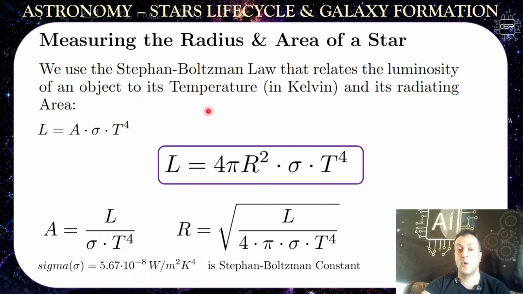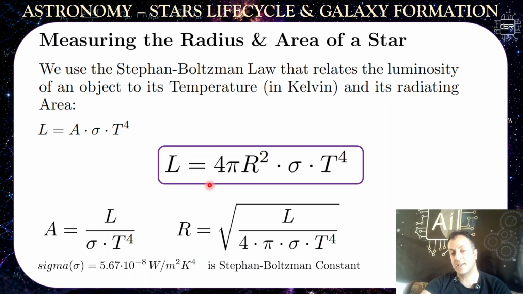So the Stefan-Boltzmann formula is L, luminosity, equal to the area of the star times sigma, the Stefan-Boltzmann constant, given by 5.67 times 10 to the power of minus 8 watt per meter squared per Kelvin to the power of 4. So L is equal to A times sigma times T to the power of 4. T is the temperature in Kelvin.